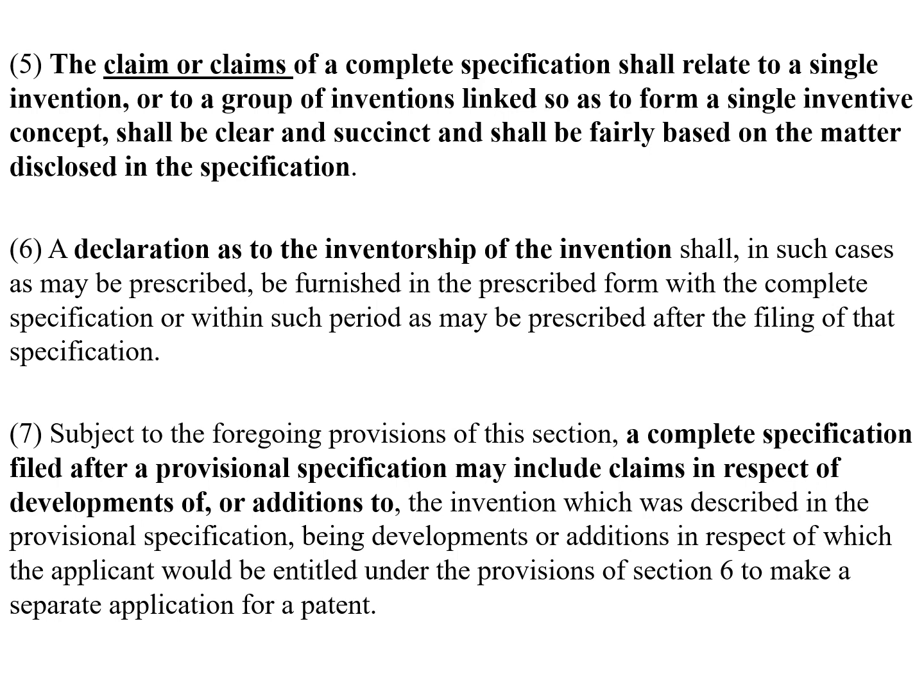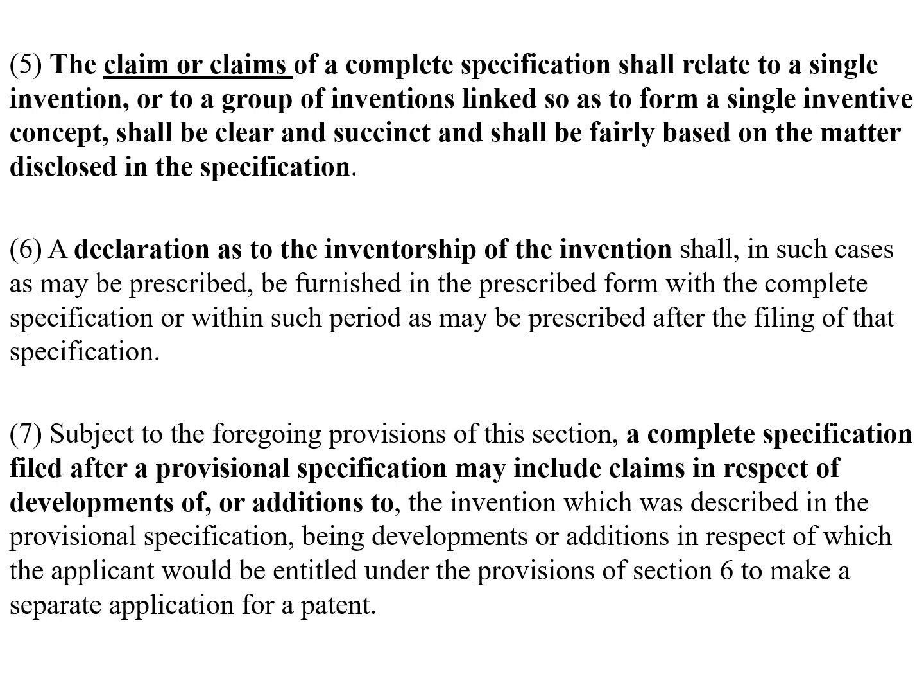So the claim of a complete specification will always relate to a single invention. Else you'll get a unity of invention objection from the controller. Or if there are multiple inventions, they should be linked so that they can form a single inventive concept. A claim cannot have multiple inventions within it, else it is very likely to be rejected by the controller, by the examiner. So these things should be considered very well while drafting the claims.